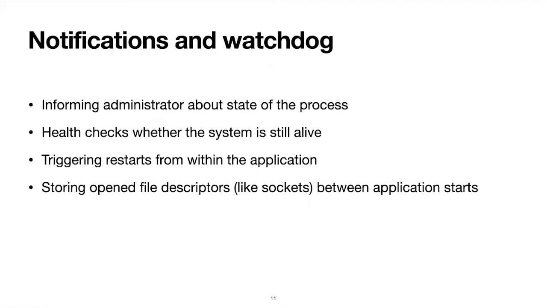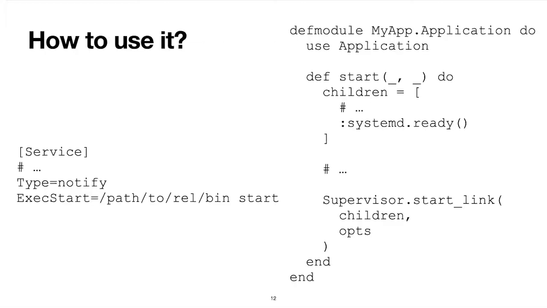This is something that is currently not implemented in my library, but in theory, we can store open file descriptors like sockets or any other connection or open files between application restarts. So we say to systemd, let's store it for me for a second. When I am restarted, I will take it from you, and I will work with that one again.